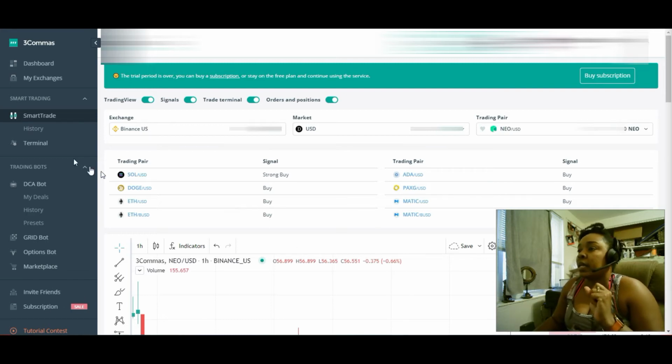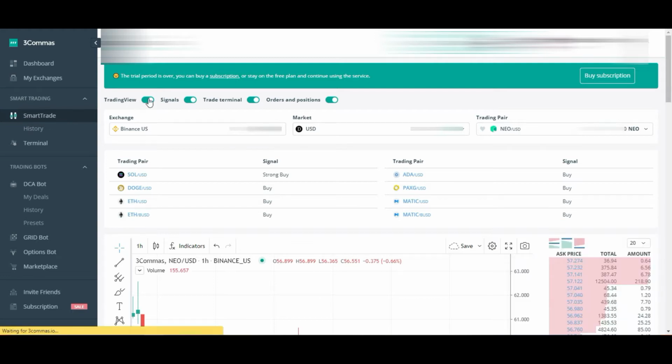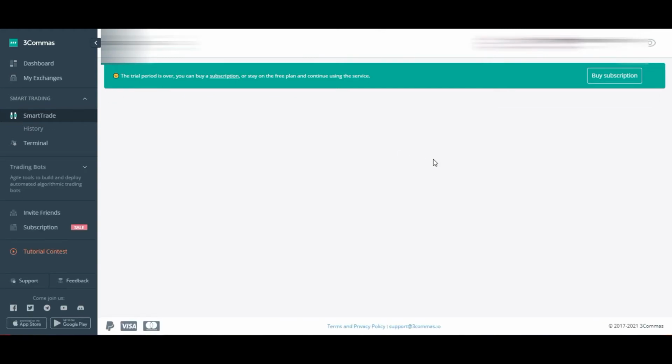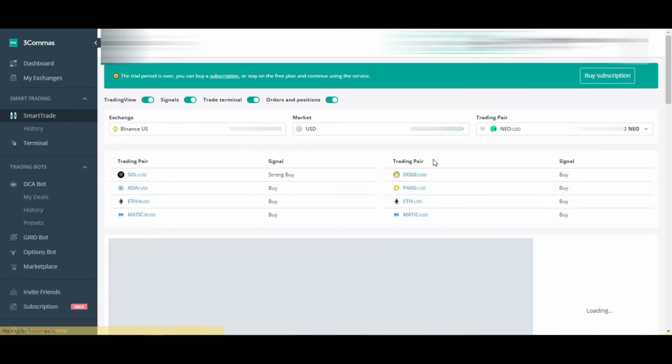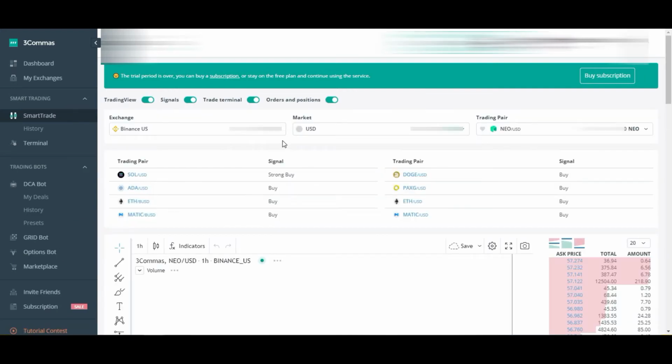Okay. And you can see here on the left-hand side, it says Smart Trade. You would click there. It'll bring up this window. So from here, it'll show you which exchange you're using. So if you have multiple exchanges, you can select which one you'd like to use. I only have Binance tied to this one.